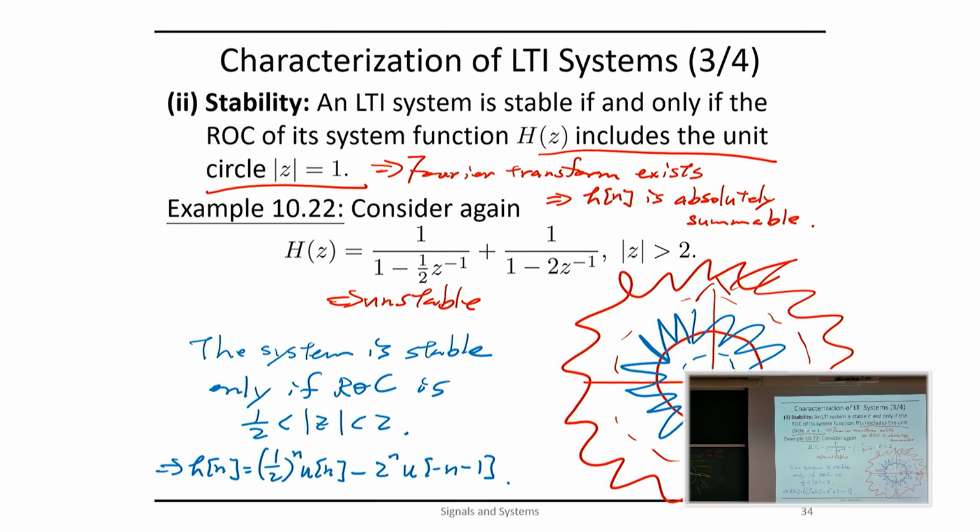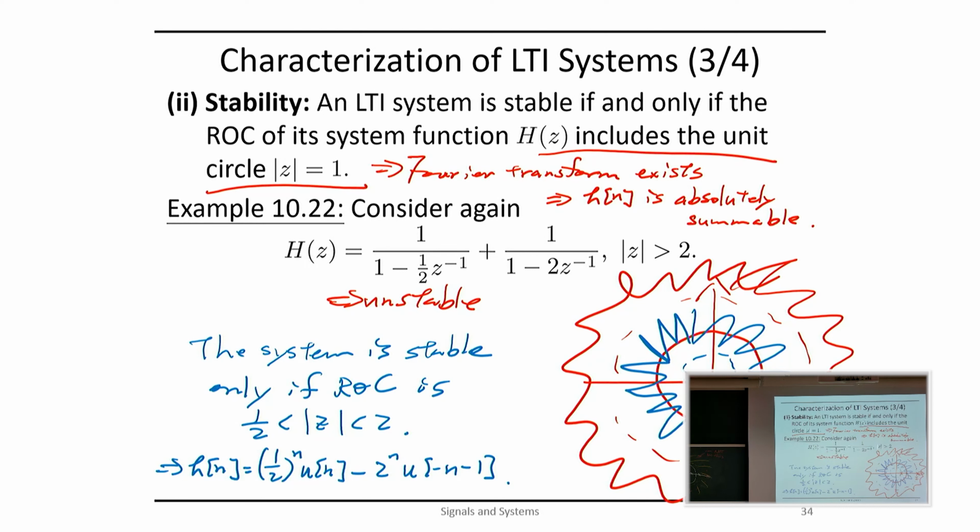So if you recall, in Laplace transform, we mentioned that if you have a rational causal system, then the system is stable only if your poles are in the negative half plane, because the region of convergence must be to the right of the rightmost pole. So all of your poles must be on this side of the plane.